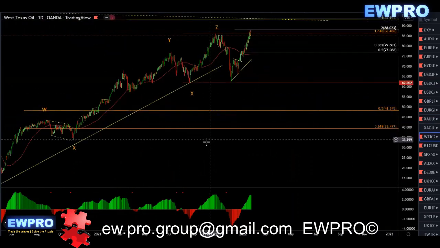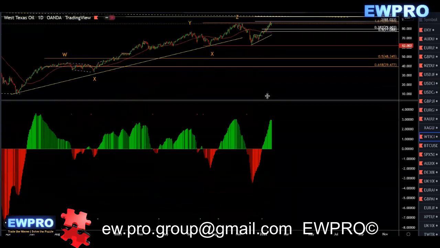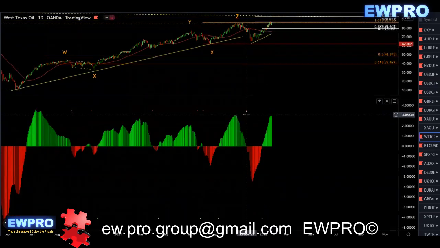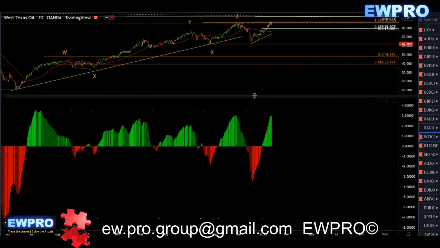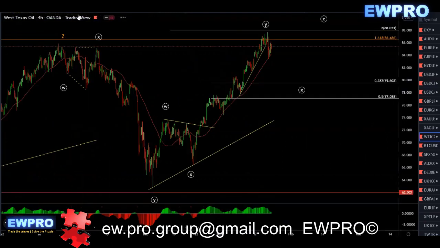WTI on the daily. So we got that WXY X2 Z up to the 161.8, and we had that bull hidden here, and it's gone up and broken that top. I think we do have bearish divergence here now. Like I said last week, I was hoping if this did go and break the top, that it'd give us bearish divergence. I think it has. Yeah, it has given us bearish divergence. Any sell setup, look for the sell.